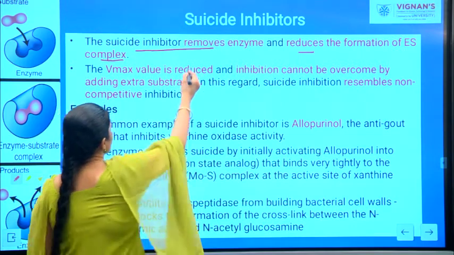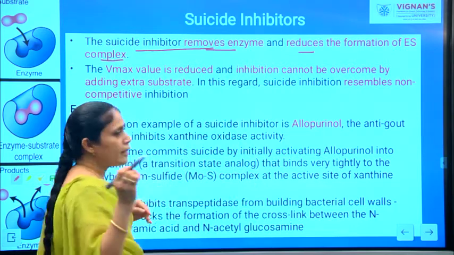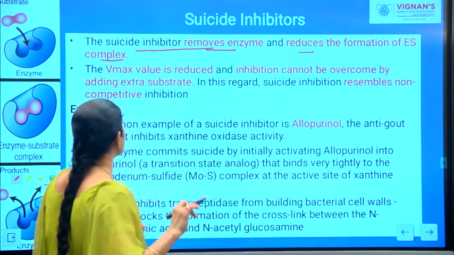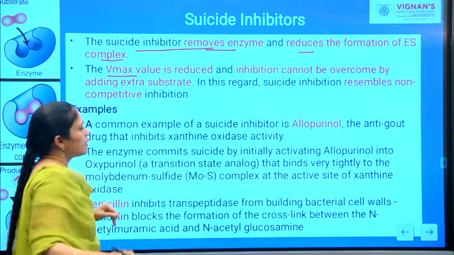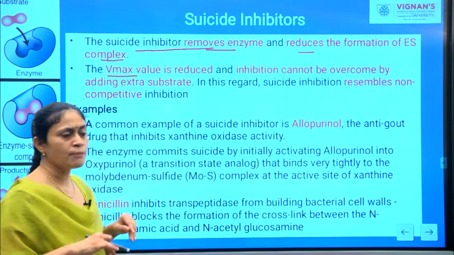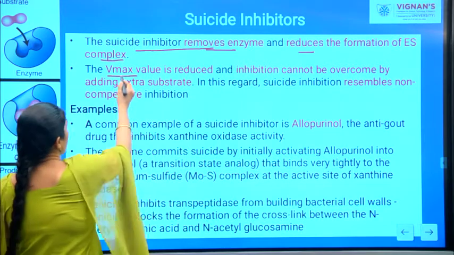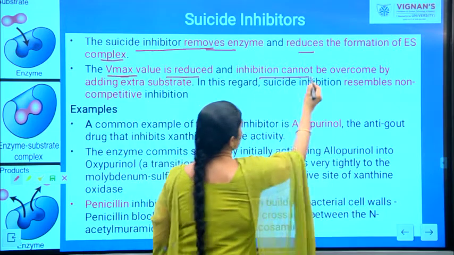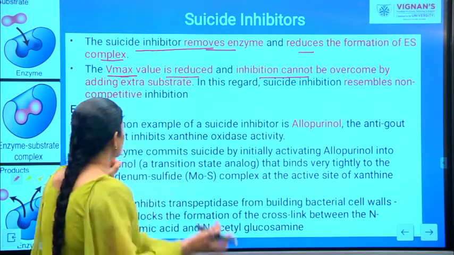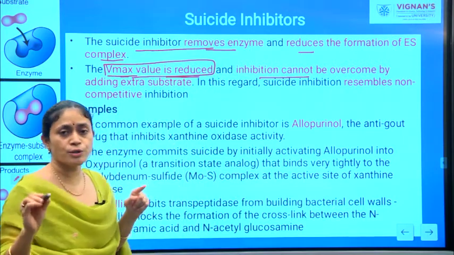So, they remove the enzymes and reduce the formation of your enzyme substrate complex. They will be inactivating the enzyme so that it won't bind to your substrate molecules to form the enzyme substrate complex. Moreover, the Vmax value, we have dealt with Vmax, it's nothing but the maximum velocity when your substrate concentration is equal to Km. So, the Vmax value is reduced and inhibition cannot be overcome by increasing the concentration of your substrate molecule. Just remember that during this suicide inhibition, the Vmax value is going to get reduced.